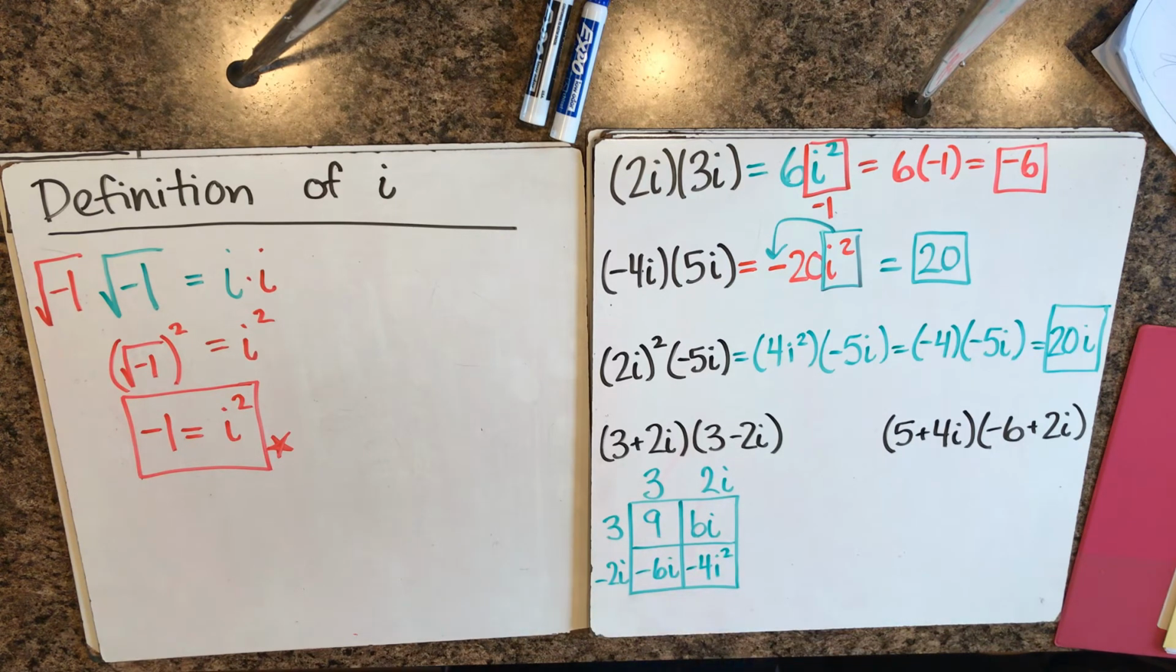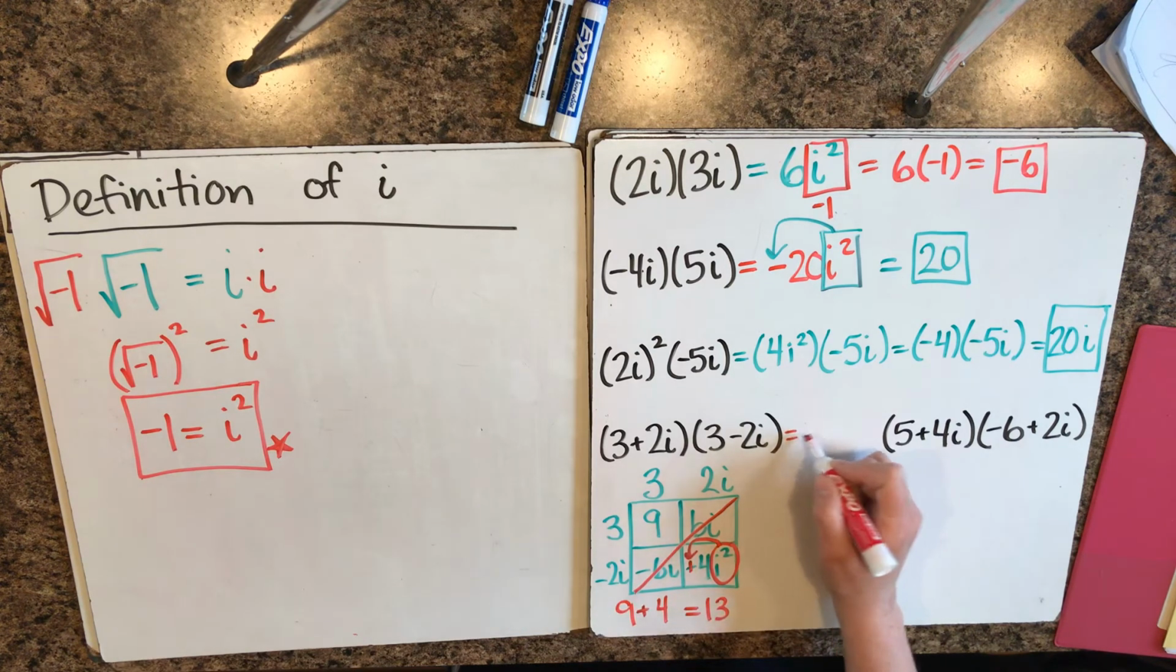Okay? So the 6i and the negative 6i make a zero pair. So those are done. So I really have 9. And then remember, this i squared is really a negative 1. So it changes it. Okay? So I really have 9 and a positive 4, which is 13. So that's an interesting thing we're going to look at later this week.